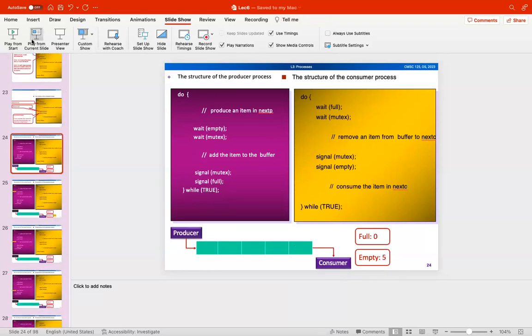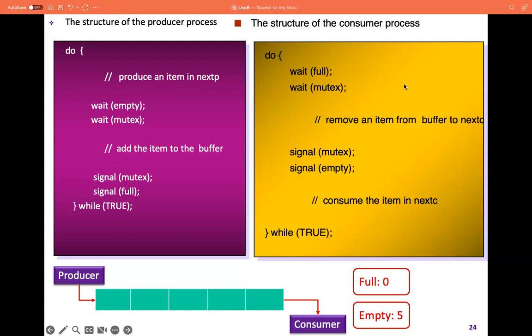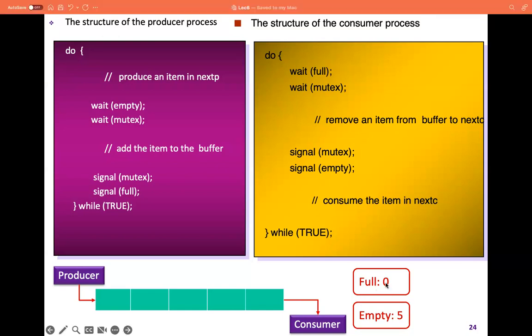So let us go back here again. We will try to have a simulation. Okay, so this is the structure of the producer process, and this is the structure of the consumer process. So I have discussed this in the previous slides. Okay, so initially we have two semaphores, full and empty, that are initialized with values of 0 and 5. That means that the buffer is still empty, so all of the slots are available, and the empty is 5. That means that all of the buffers are empty. Okay, there are 5 buffers that are empty.